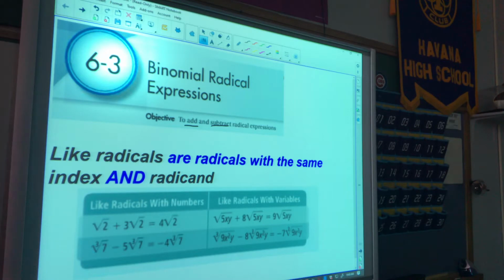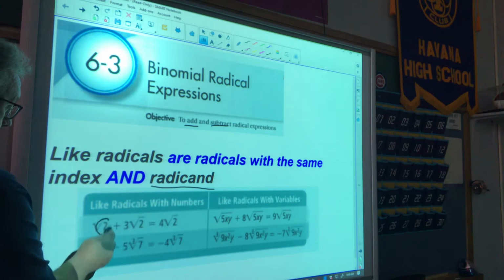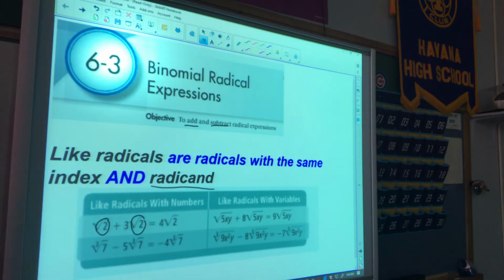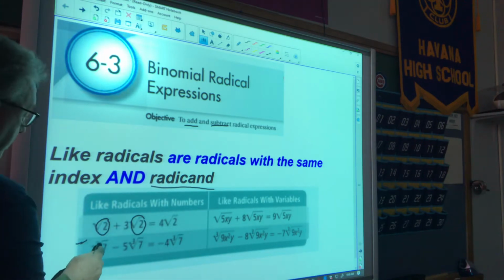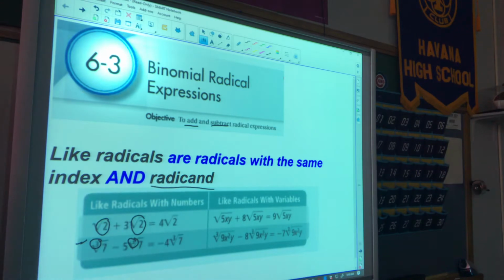The first one is the radicand, which is right here. The radicand needs to be the same, okay? So in this case, square root of 2 plus 3 square root of 2, the radicands are the same, so that's 4 square root of 2. The other thing is the indices, the index, right there, also needs to be the same.